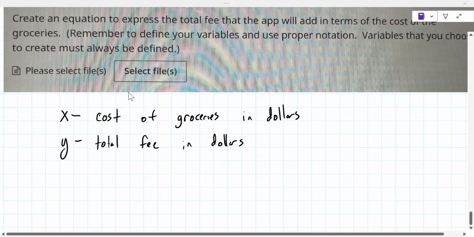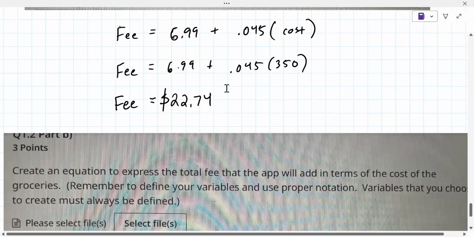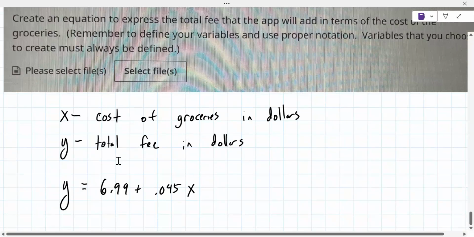So the equation here is y equals 6.99 plus 0.045x. So even though we used words up above for fee and cost, you typically want to go back to x and y.